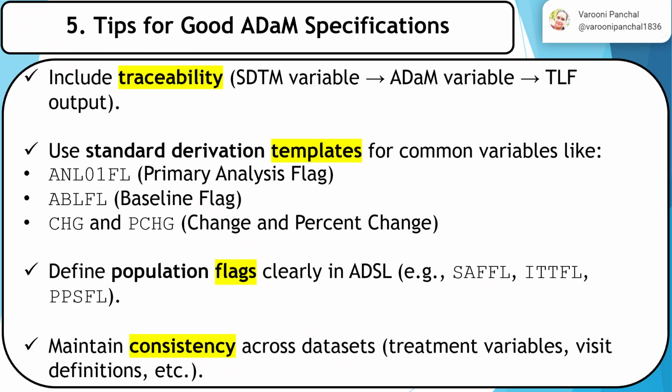Now, there are certain tips for developing good ADaM specifications. Number one is to include traceability. Now, this traceability should be like from raw data to SDTM variable, then from SDTM variable to ADaM variable, and from ADaM variable to tables, listings and figures output. The example which I explained above is like, say for example, the minimum age that you see in the raw data, that same should reflect in SDTM, whether it's there in ADaM and whether it's there in tables, listings and figures output.